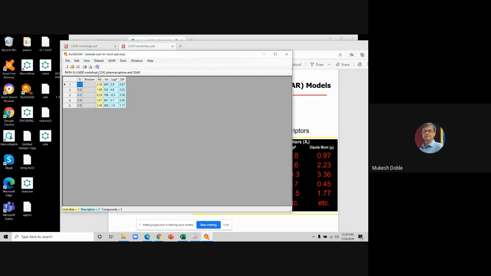Okay, so this build QSAR can do all those. We can add many experimental data. We can calculate many descriptors on the columns, and then we can check which descriptor fits better. Okay, so all those things can be done with this particular software.